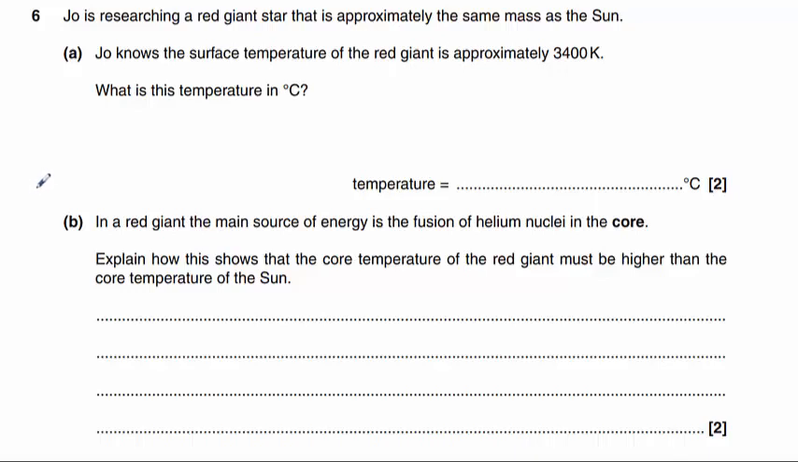Question 6. Joe is researching a red giant star that's approximately the same mass as the Sun. Joe knows that the surface temperature of the red giant is approximately 3,400 Kelvin. What is this temperature in degrees C?